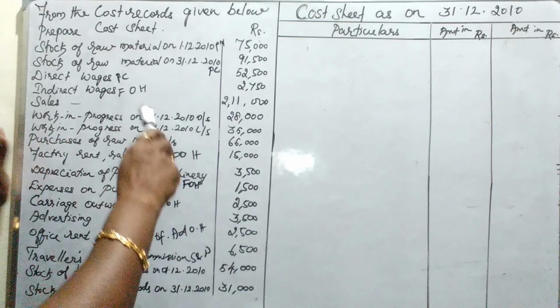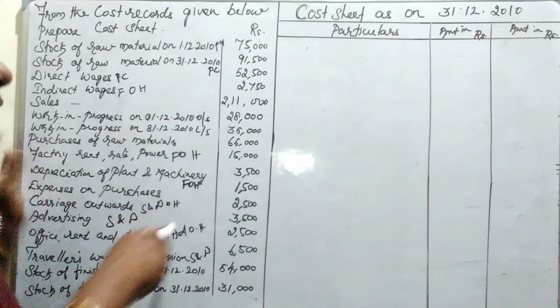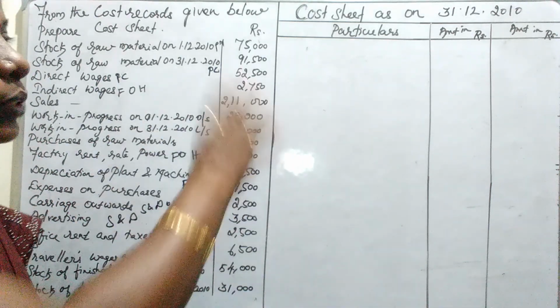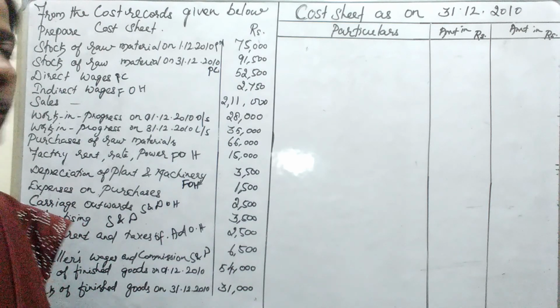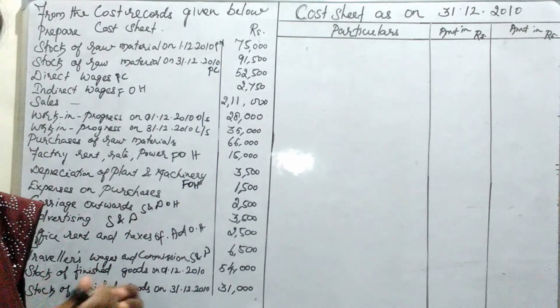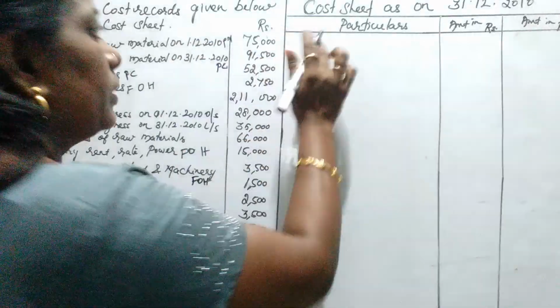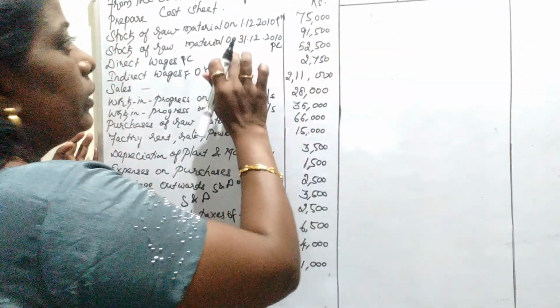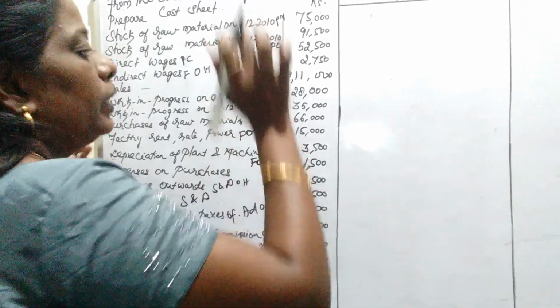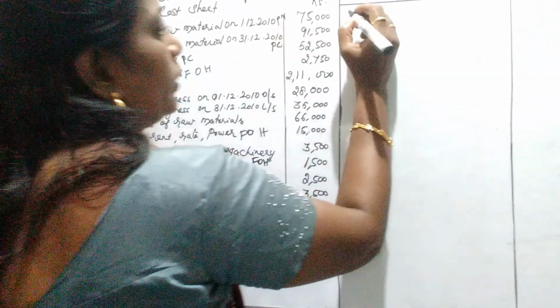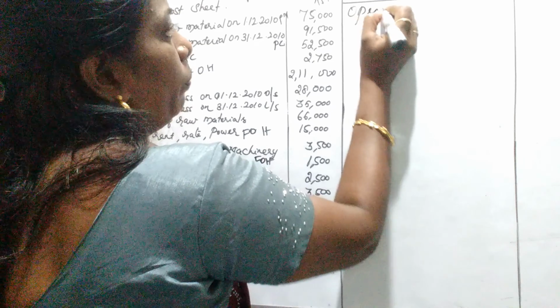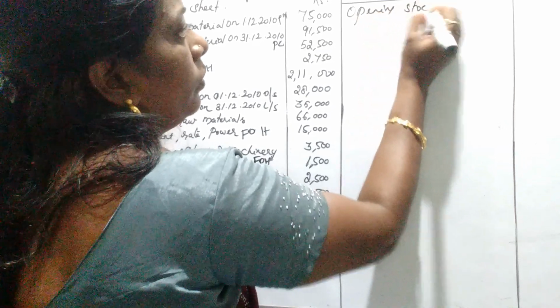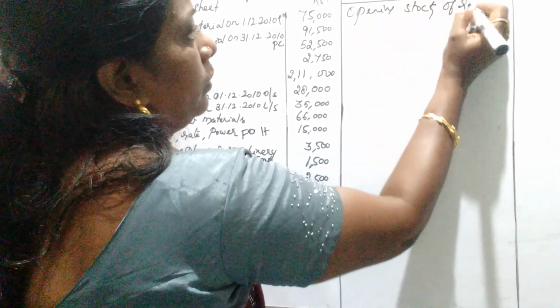So when we are classifying these expenses like this, it is very easy to prepare the cost sheet. Okay. So now we are preparing the cost sheet. First the cost sheet is started with the raw material. The raw material opening and closing values are given, so they have to be adjusted. So first one, opening stock of raw material.